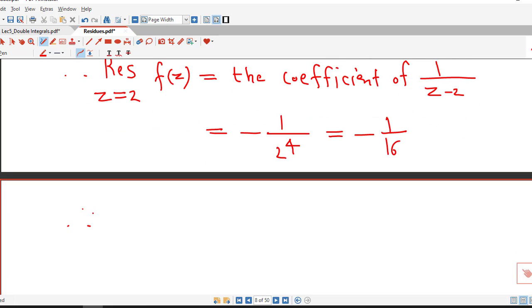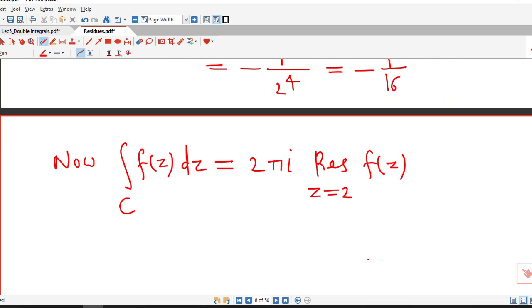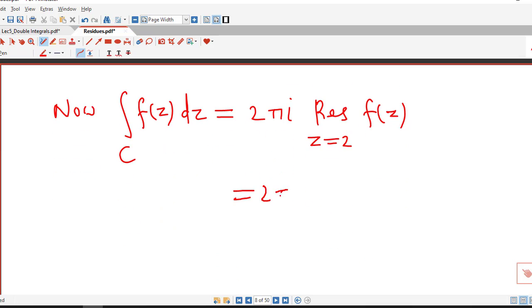So now we have that formula: the integral of f of z over the simple closed contour C equals 2 pi i times the residue of f of z at z equal to 2, and it is minus 1 by 16. So 2 pi i times minus 1 by 16, and here 2 will cancel out and the value of the integral is minus pi i divided by 8.